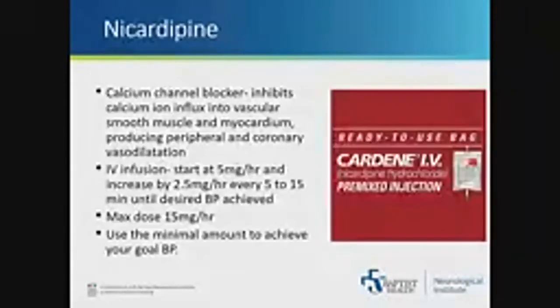Nicardipine, we use this, I think every patient's room has this running. It's a calcium channel blocker. It inhibits the calcium influx into the vascular smooth muscle and the myocardium. It produces a peripheral and coronary vasodilatation. We start at 5 milligrams an hour, and we increase by 2.5 milligrams every 5 to 15 minutes to the desired blood pressure. Its max dose is 15 milligrams an hour, and we use the minimal amount of medication to achieve the blood pressure goal.